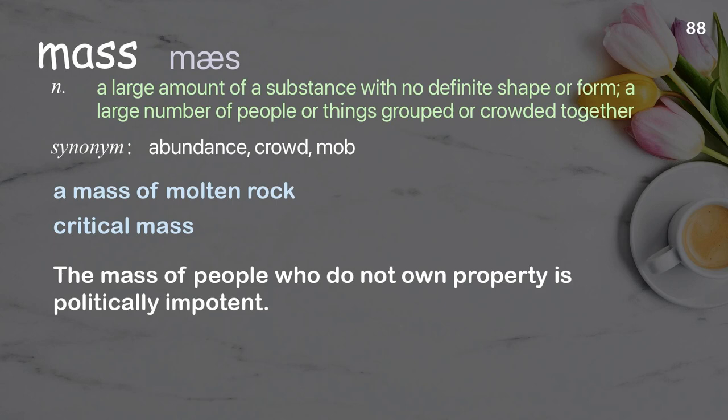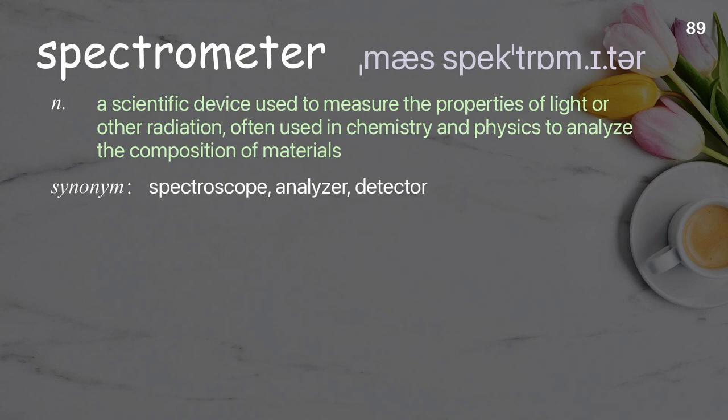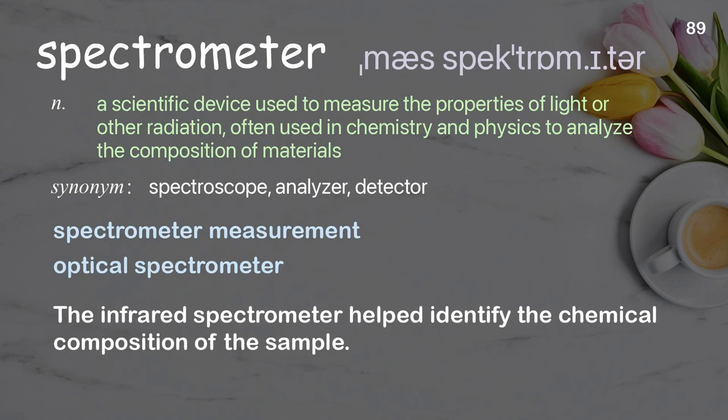Spectrometer: a scientific device used to measure the properties of light or other radiation, often used in chemistry and physics to analyze the composition of materials. Examples: spectrometer measurement, optical spectrometer. The infrared spectrometer helped identify the chemical composition of the sample.